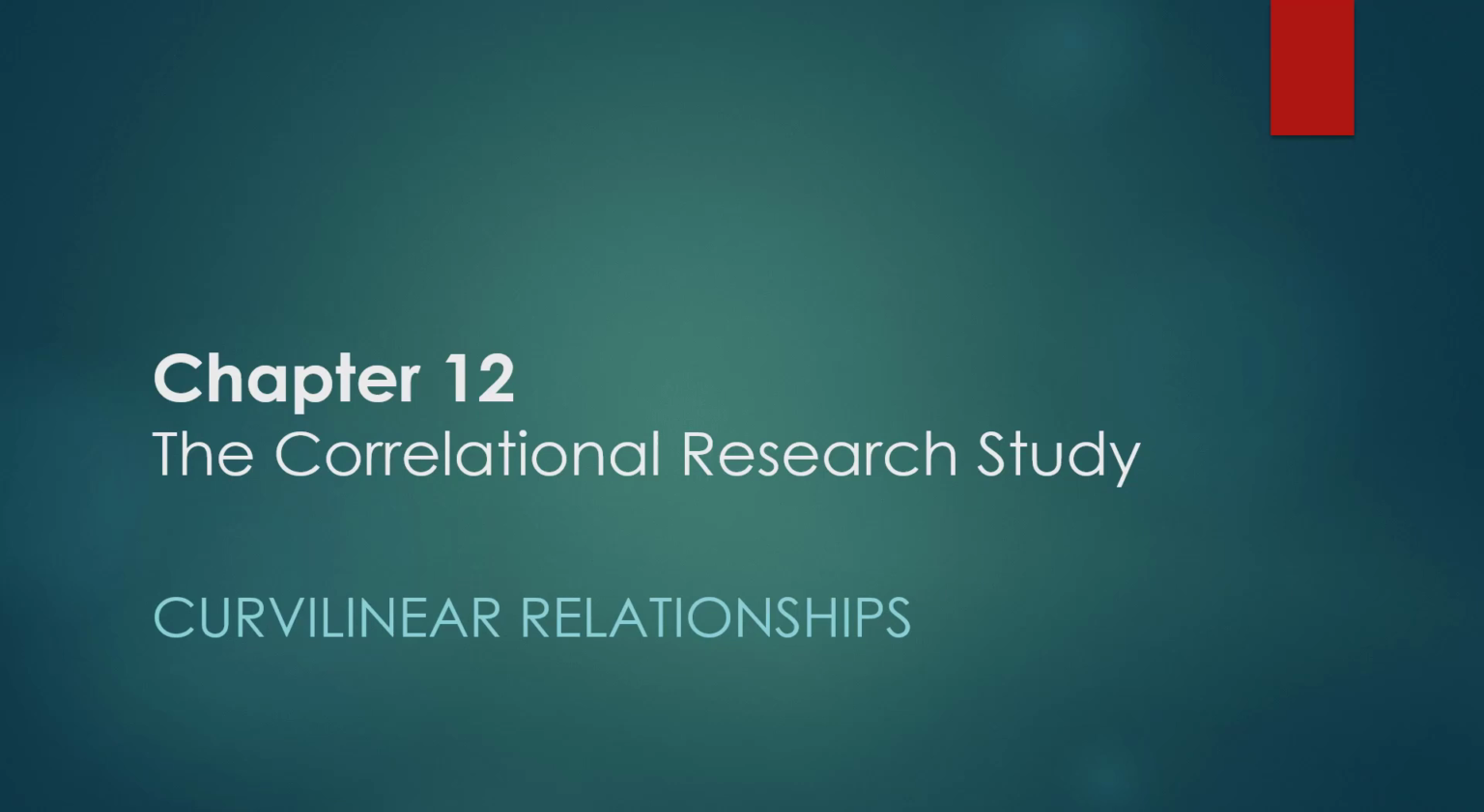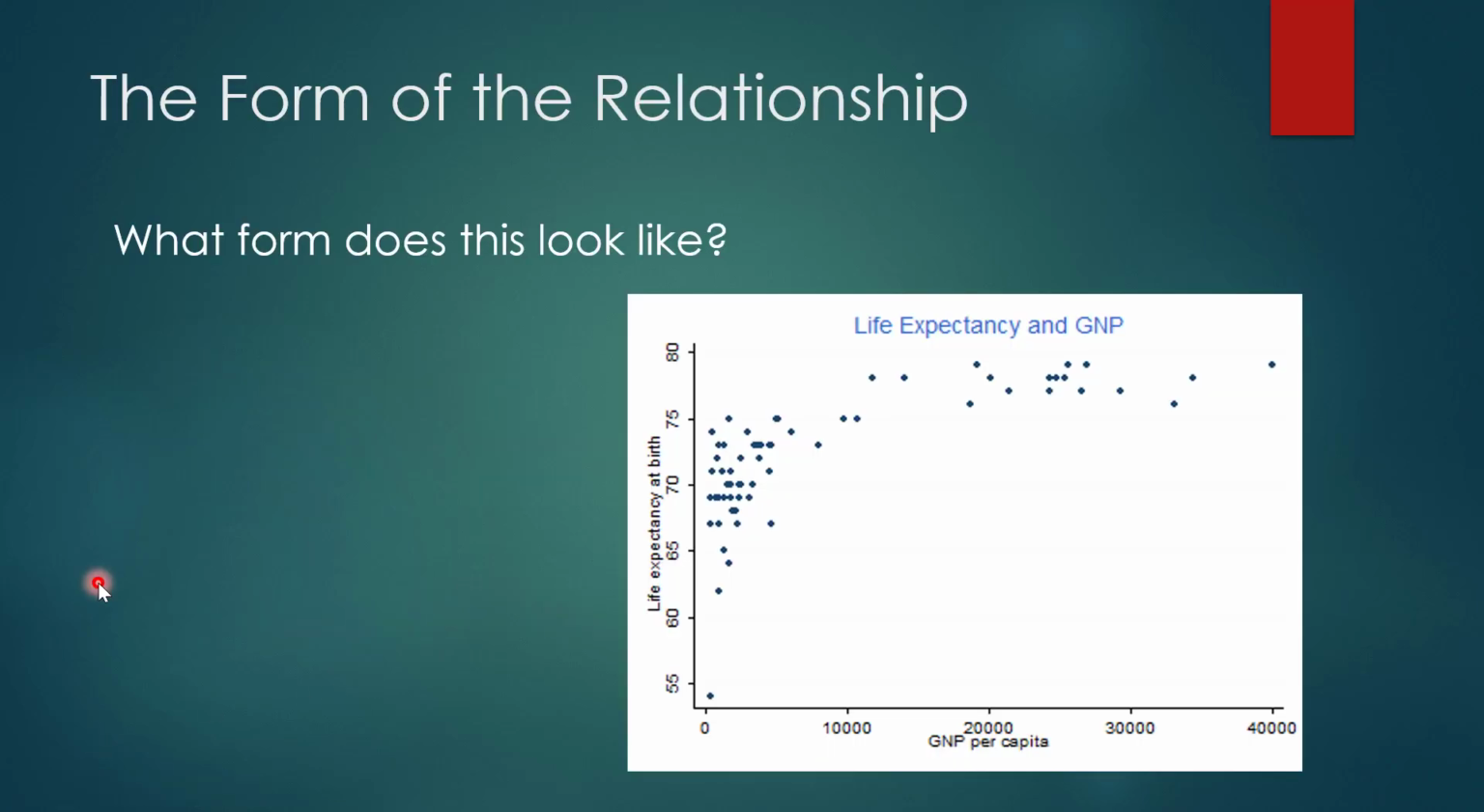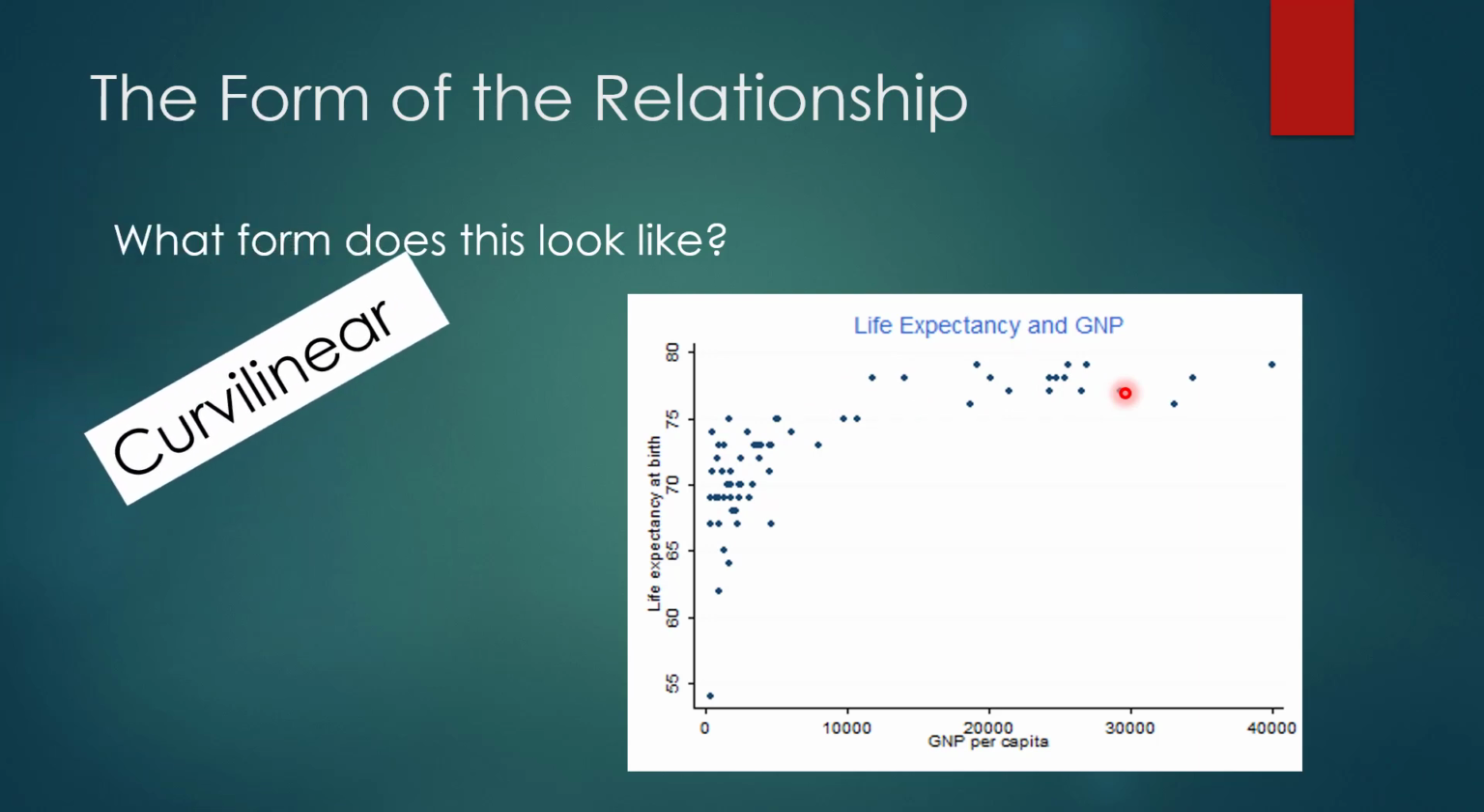In this video, we'll discuss what type of correlation coefficient you use when you have a curvilinear relationship. So what does this form look like? Here we're looking at GNP per capita and life expectancy. Now, if you were to do a Pearson's correlation, you're not going to get a very strong relationship because it kind of goes up here and then it tapers off. How would you describe this? It's called a curvilinear relationship.